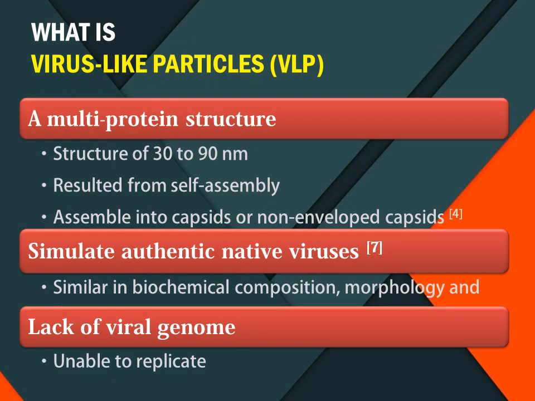What are virus-like particles? Virus-like particles, or VLP, are multi-protein structures constructed of several identical protein copies and are able to self-assemble into capsids or non-enveloped capsids. Sizes of VLP range from 30 to 90 nanometers. They have a similar biochemical composition, morphology, and size to authentic native viruses. However, VLP lack a viral genome, which makes them non-infectious viral particles. Hence, VLP are able to serve as a nanocontainer.